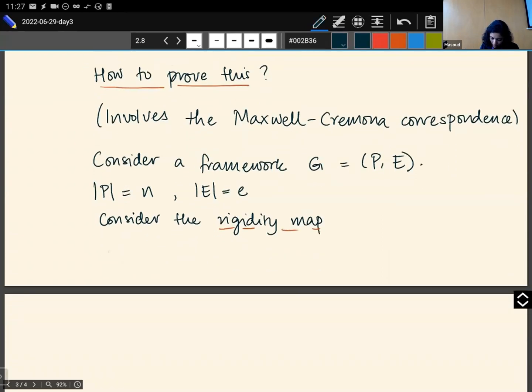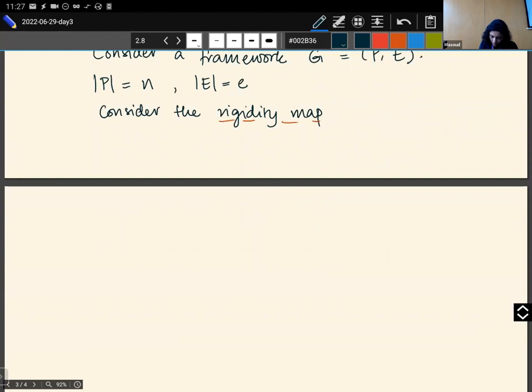And I guess I'll call it MG. So it's going to be a map. Actually, I'll draw it on the next page. It's going to go from n points in R2, n vectors in R2, let me say, to the vector space of all edges generated by the edges, essentially.